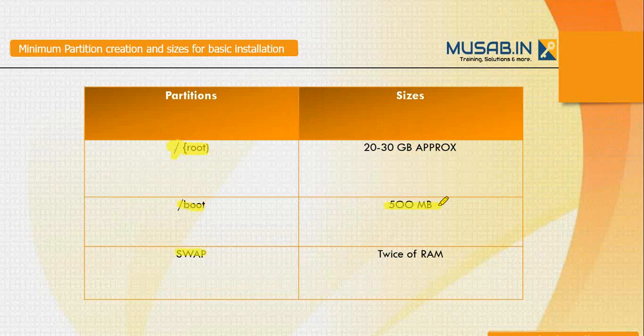Then we need to talk about swap. Now what is swap and why is it asking for twice the RAM? What does it have to do with RAM? Let's try to understand that. Let me take a drawing pen so that I can explain it better.